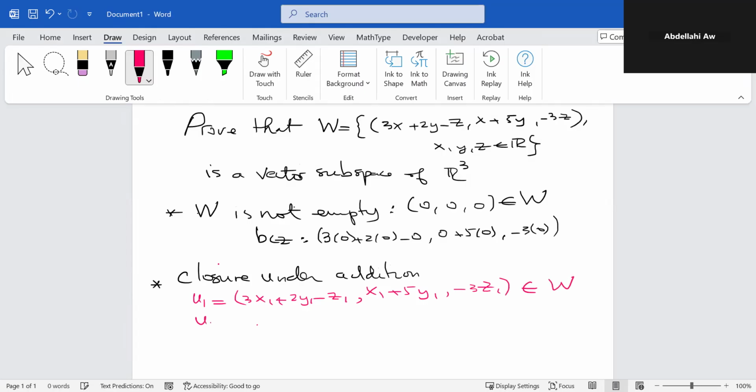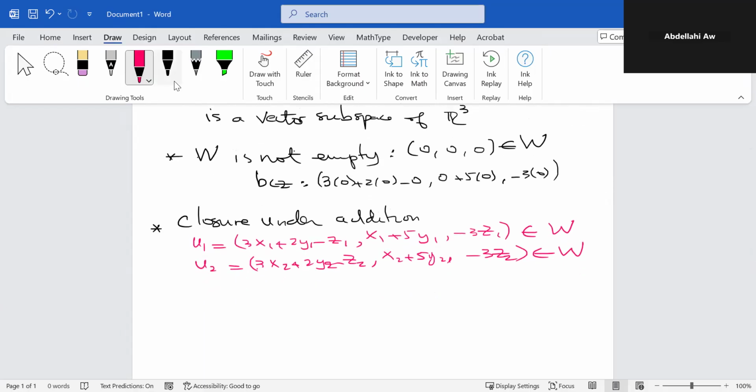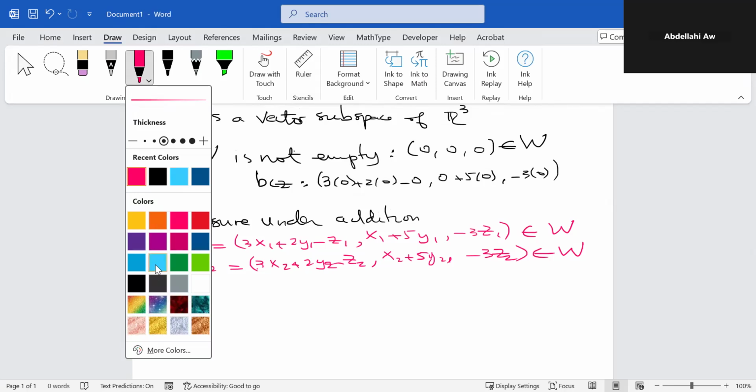And u2 equals (3x2 + 2y2 - z2, x2 + 5y2, -3z2). That's also another element of W. Every element of W must be in that form. So x1, y1, z1, x2, y2, z2 are all real numbers, elements of R. Now the question is, what about the addition? What about u1 plus u2?